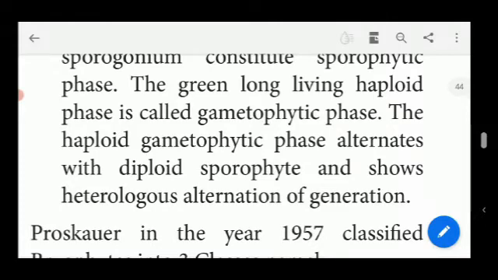In bryophytes, the gametophyte produces the zygote. The zygote undergoes mitotic division to produce the embryo. From this embryo, the sporophytic generation arises. The sporophytic generation gives rise to spores, and from the spores the gametophytic generation arises. So it is called a heterologous alternation of generation.